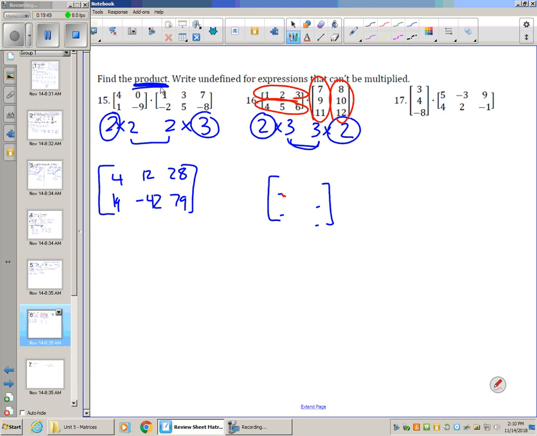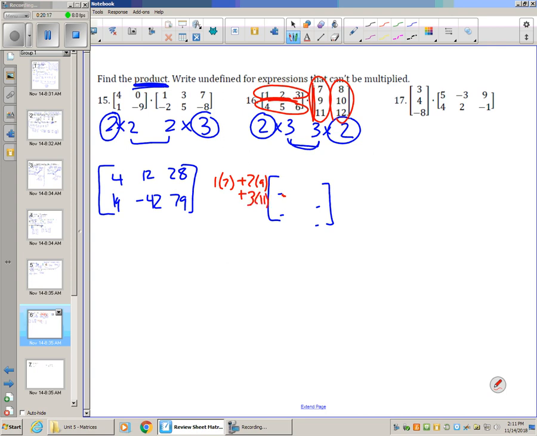So if I'm looking at this first number here, that's the first row in the first matrix with the first column in the second matrix. So this row with this column. Just make sure when you're multiplying the corresponding parts, the first with the first, so 1 times 7 plus 2 times 9 plus 3 times 11.